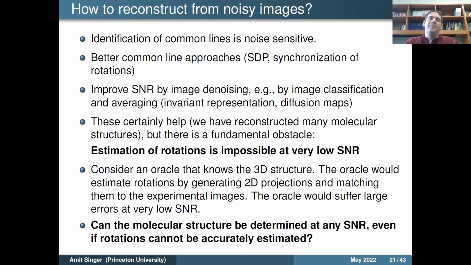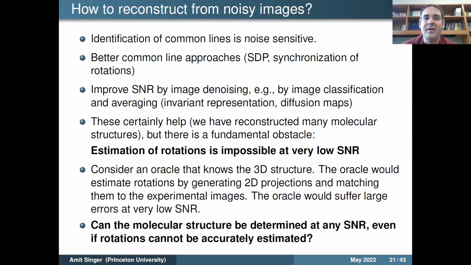This is all great, except for the fact that the identification of common lines is noise sensitive. As the signal to noise ratio goes down, they become less and less reliable. Over the years, we have developed better common line approaches that use semi-definite programming and synchronization of rotations. I will not discuss those today.